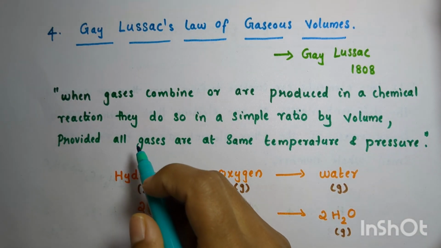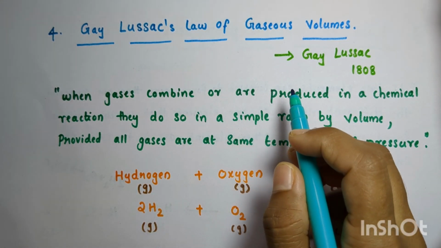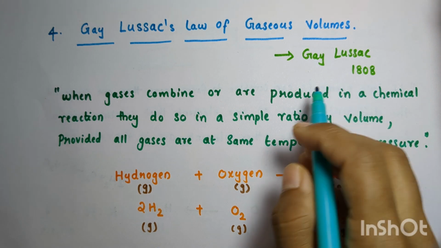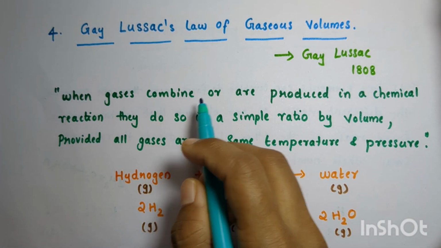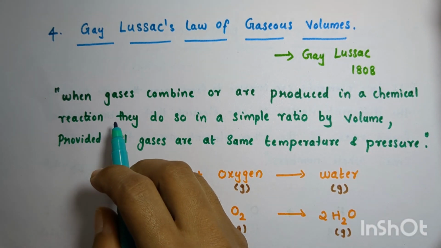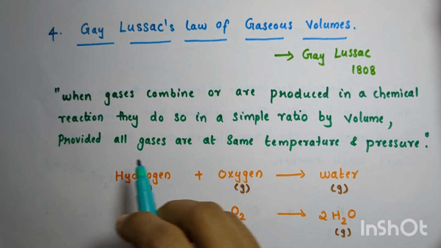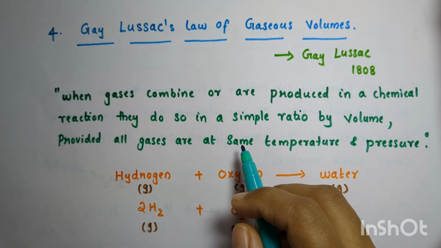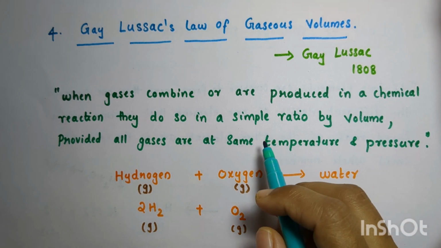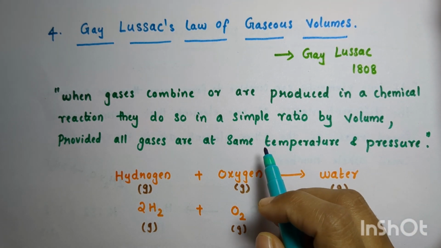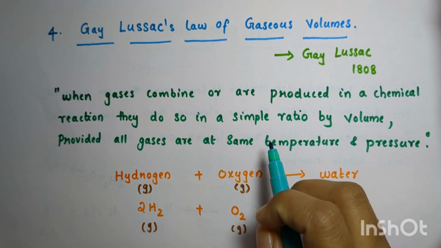Now, let us see what Gay-Lussac's law of gaseous volumes is. This law was given by Gay-Lussac in 1808. According to this law, when gases combine or are produced in a chemical reaction, they do so in a simple ratio by volume, provided all gases are at the same temperature and pressure. This law is applicable for reactions of gases, both reactants as well as products, but they should be gases.